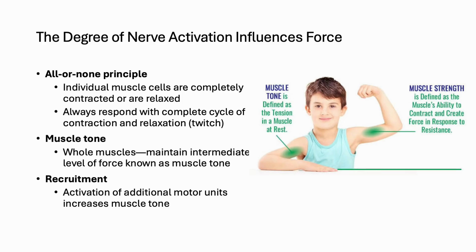Another key idea is the all or none principle. An individual muscle cell either contracts fully or not at all. It never does a partial contraction. What changes the force is the number of cells activated and how often they are stimulated. Muscles also maintain muscle tone, a constant low-level activation that keeps the body ready for action and helps with posture. When we need more strength, the body recruits more motor units, a process called recruitment. This allows for a smooth increase in force rather than a jerky movement.